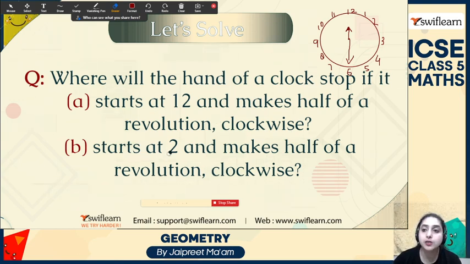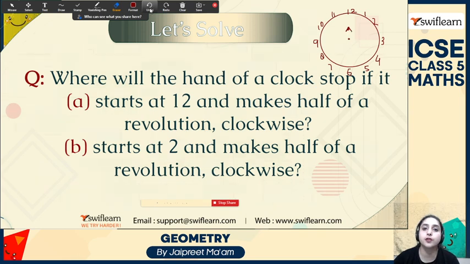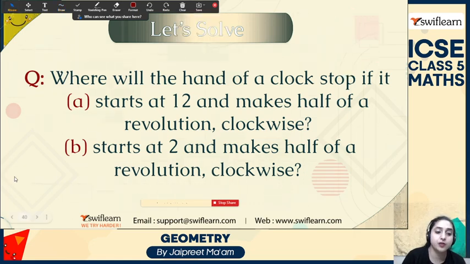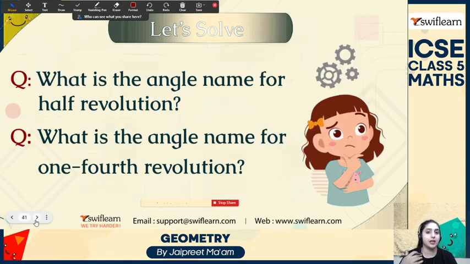Now starts at 2. Now the second one says it starts at 2 and makes half of the revolution. So if it starts at 2, the straight opposite of it is 8. So this is half of the revolution because it's making a straight angle. So we have to check for the straight angle, and a straight angle is 180 degrees. Now let's solve some more questions.